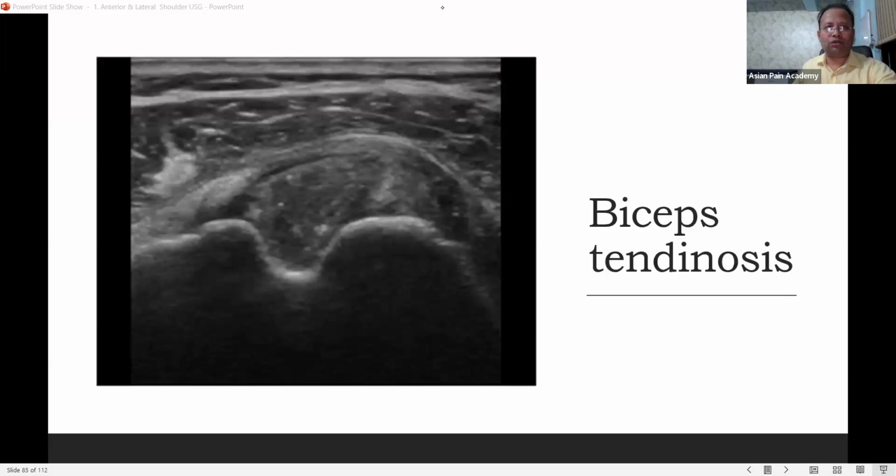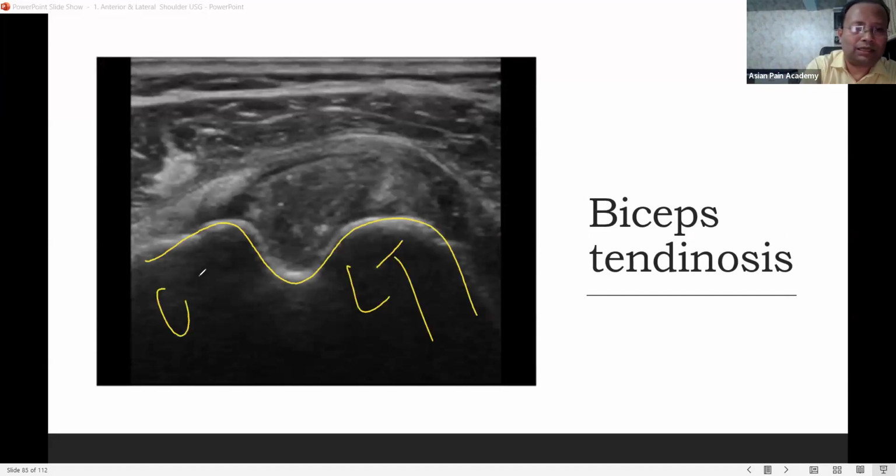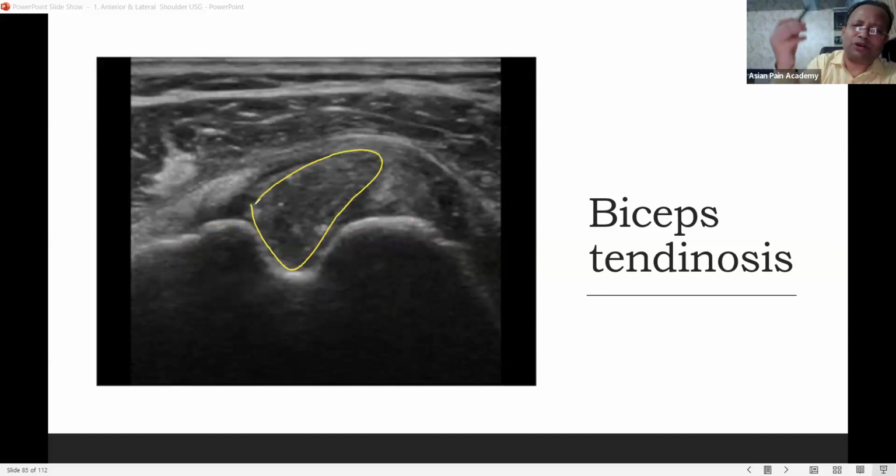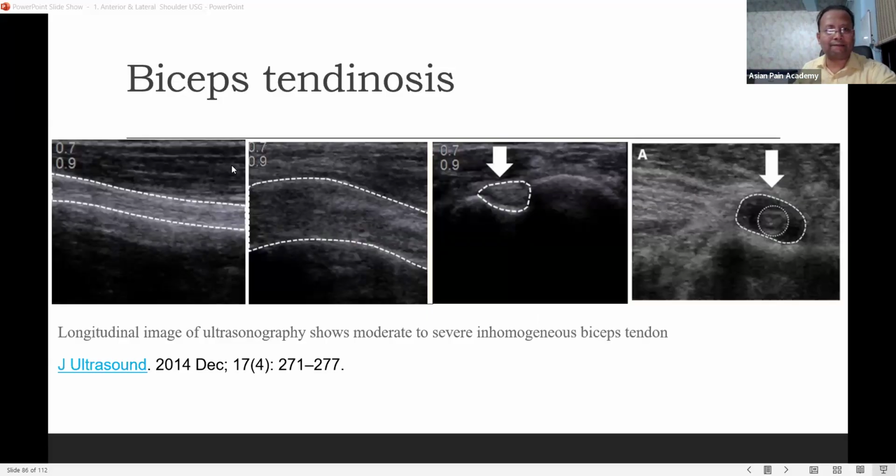Biceps tendinosis. I think everyone can see where the biceps tendon is. This one is the lesser tuberosity, greater tuberosity, and this is the biceps tendon. You can see that the biceps tendon has become a different, hypoechoic structure, and it is so swollen. It is swollen and hypoechoic. So this is the picture of biceps tendinosis.